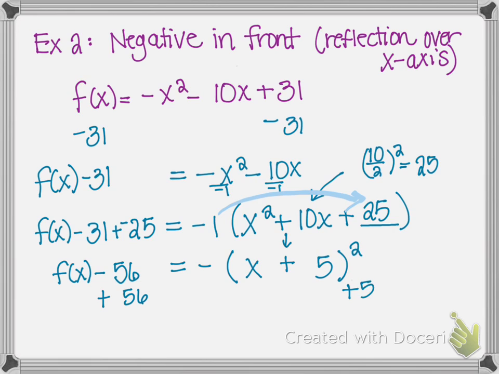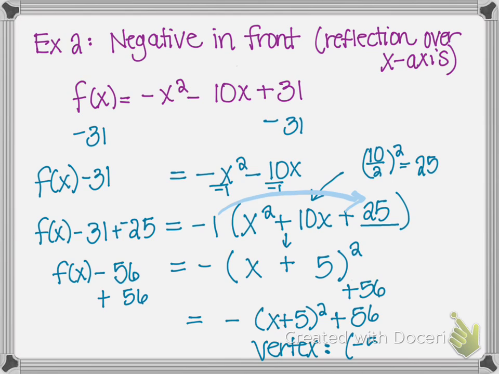Right, and that leaves me with a vertex form of f of x equals negative x plus 5 squared plus 56. Now my vertex is negative 5, positive 56. So this thing is reflected over the x-axis and then slid 5 units left and 56 units up. So that's example 2.